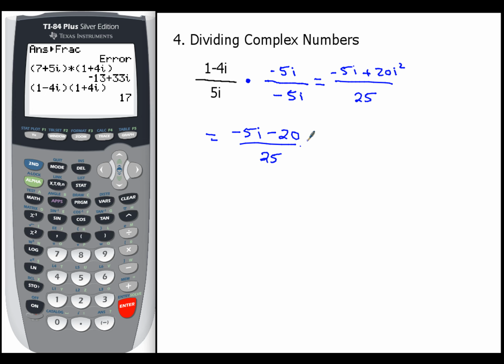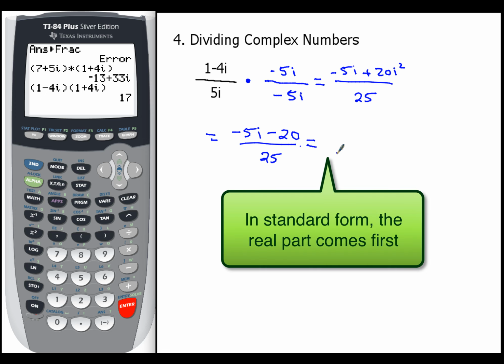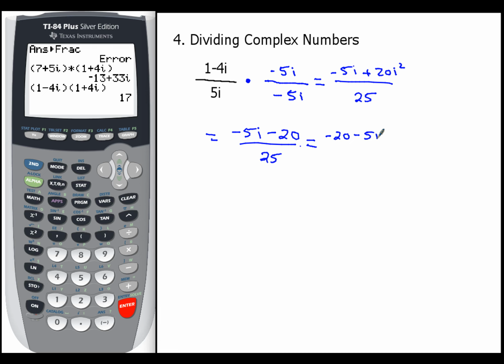But wait, we're not done because we have to write that in standard form. So standard form is going to give me negative 20 minus 5i, all that over 25. But wait, we're not done yet. We still have to reduce because notice 5 will go into each one of these terms. So 5 goes into negative 20, negative 4 times. 5 goes into negative 5i, just 1i, so that's going to be negative i. And then 5 goes into 25, 5 times. So that's what I'm going to get when I'm all done dividing these two complex numbers.